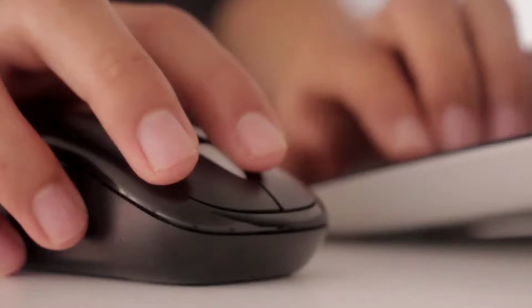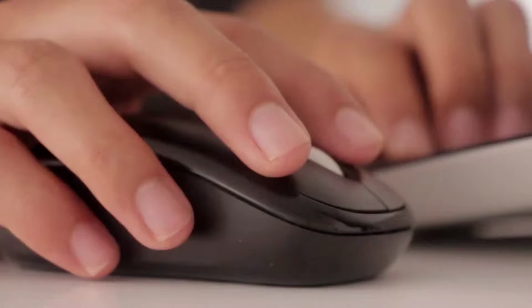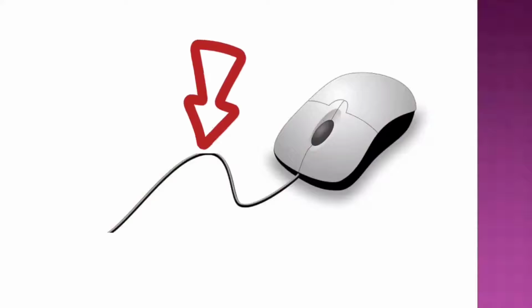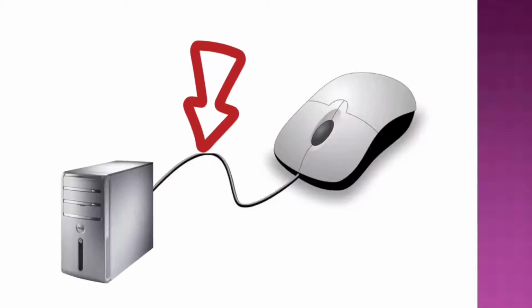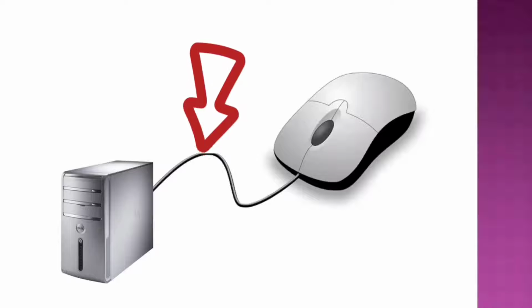How did it happen? It is because of the mouse, which the cable wire is connected to the system unit. Right, this cable wire is connected to our system unit. That's why we are able to input data with this input device.